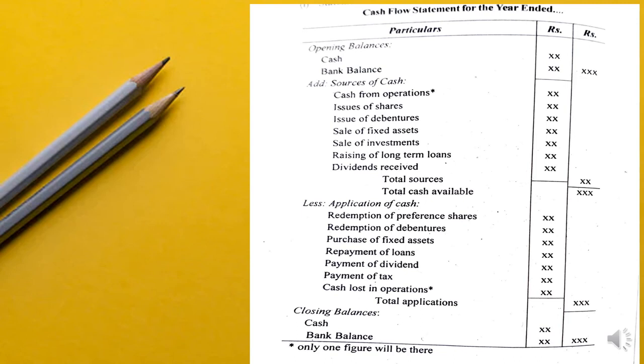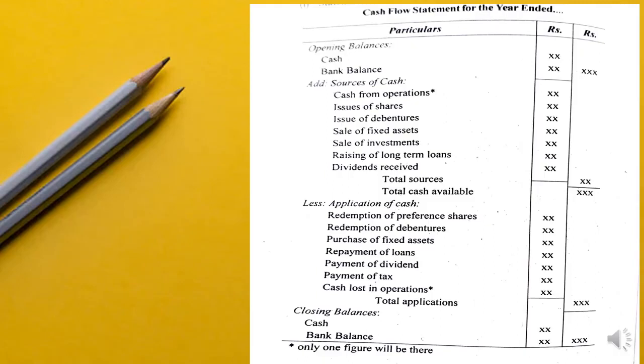With that you will be deducting the application of cash, where all the items shown in the slide will appear there, and you will be finding out the total application, and at last you will be writing closing balance, cash and bank balance, and you will be arriving at the total.